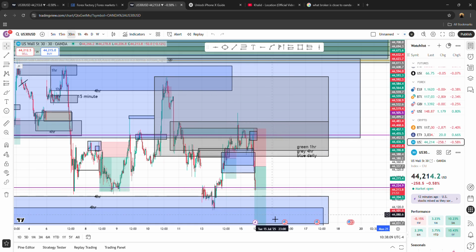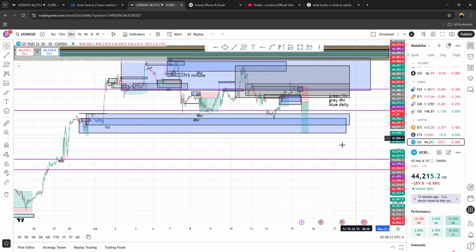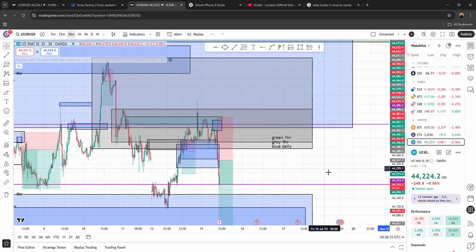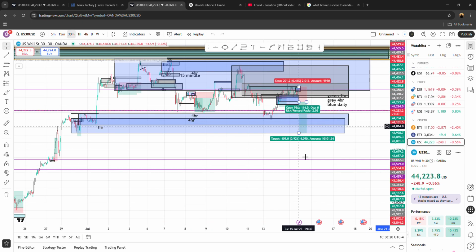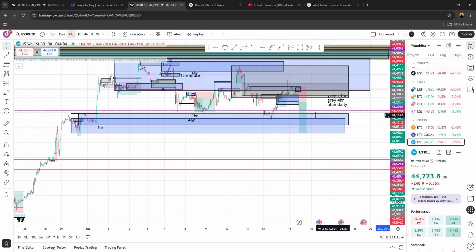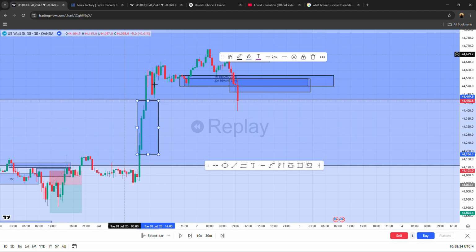So this is the trade I took. I'm targeting here for a 1 to 2. Like I told you, during summers I always target for a 1 to 2. Sorry, I'll put the screenshot of my trade if it plays out.